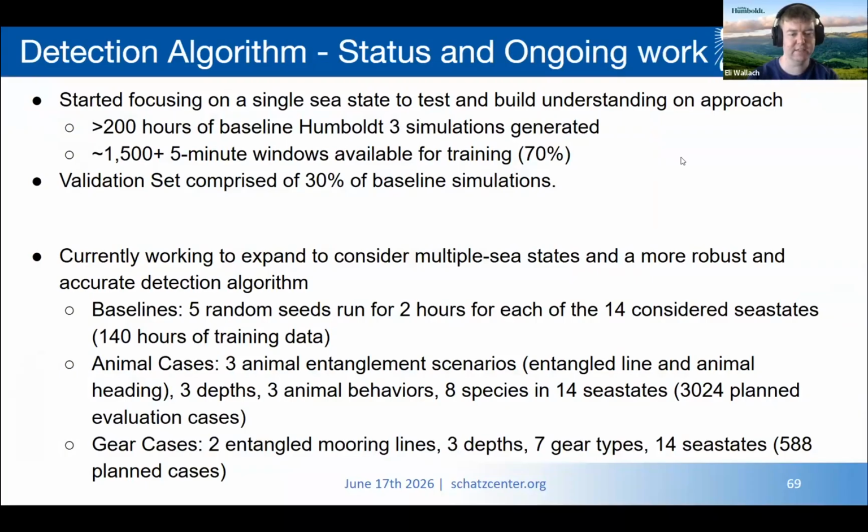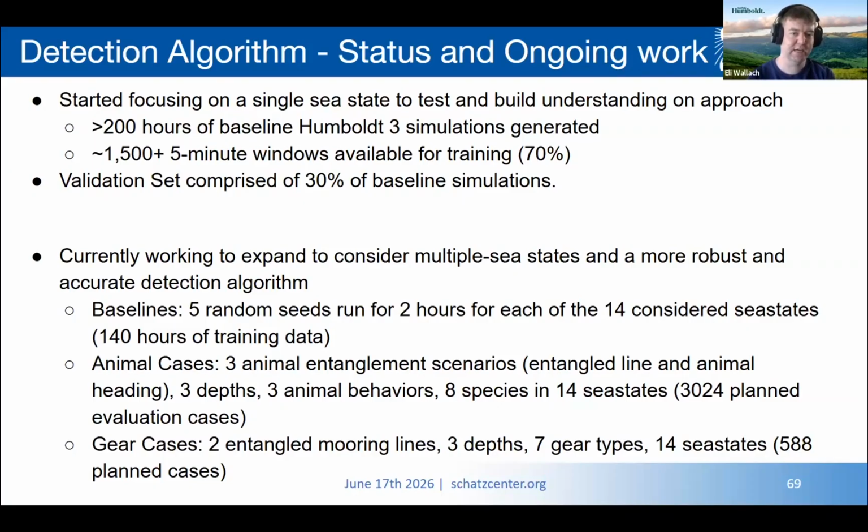This work is still ongoing, so I can describe the cases that are planned to be included in the final result set, as well as the cases that are included in the result set we have to share today. We started by looking at a single sea state to keep things simple, and we generated 200 hours of baseline simulations for the sea state that we refer to internally as Humboldt 3, as this is the third cluster from our k-means analysis. This Humboldt 3 sea state represents the most common metocean conditions for the wind energy area. We also looked at a range of entanglement cases with the sea state for 4 animal representations in 5 gear types. 30% of these baseline cases are set aside for validation, while the remaining 70% are used in training.